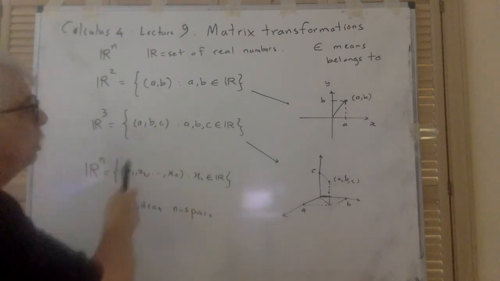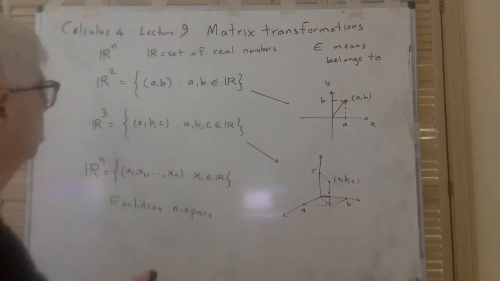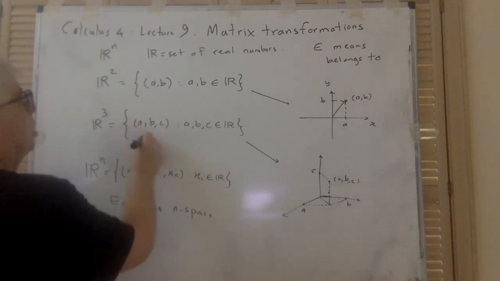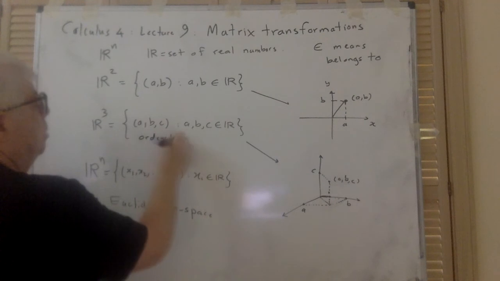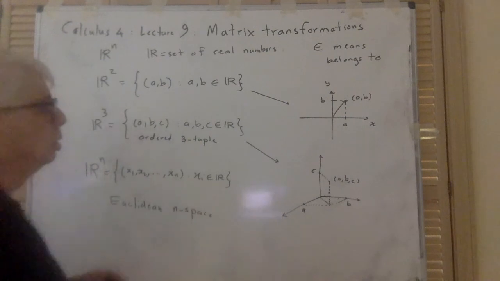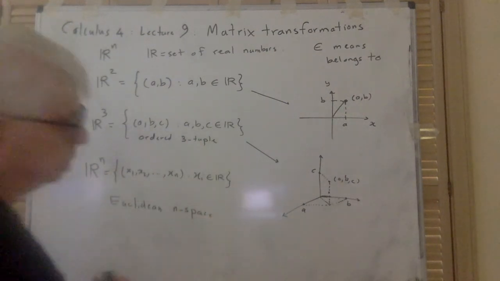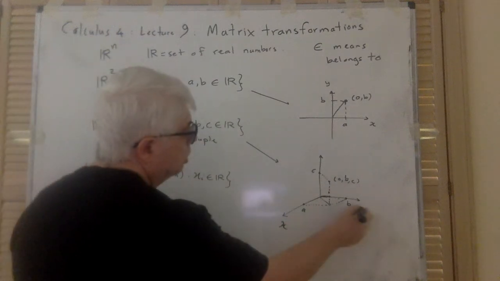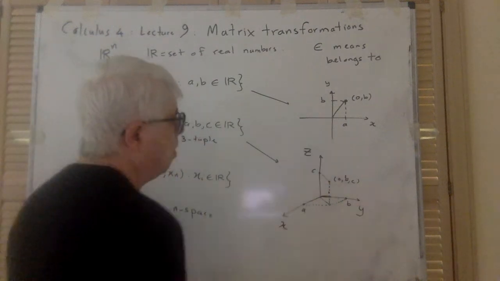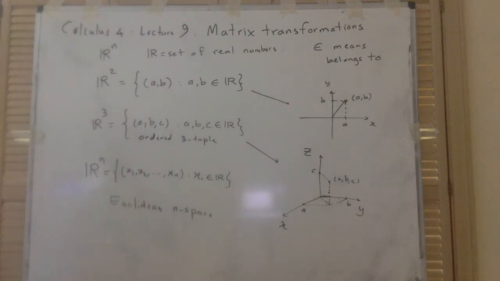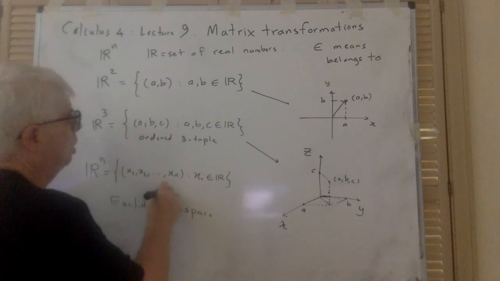Then it's R3, that is ordered, what we call 3-tuples. The representation is the XYZ space, and then it goes on R4, R5, and so on up to Rn in general, and we call it Anton.